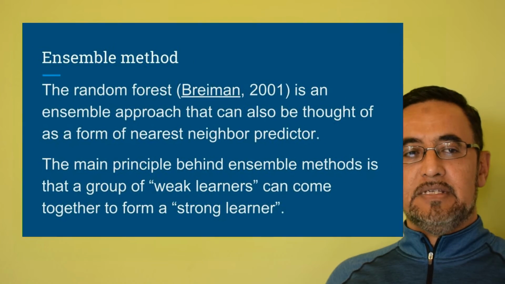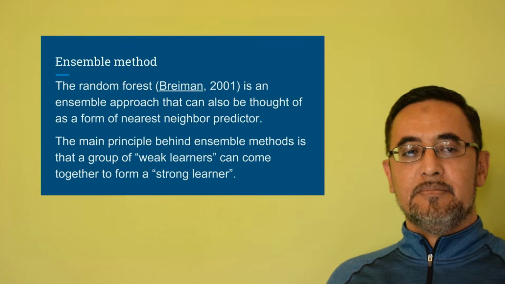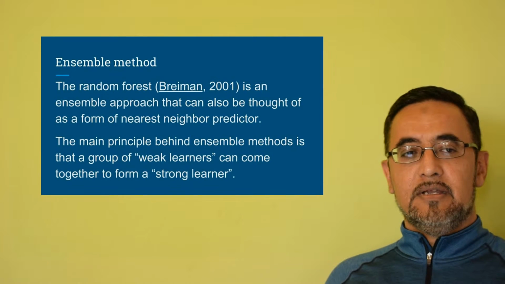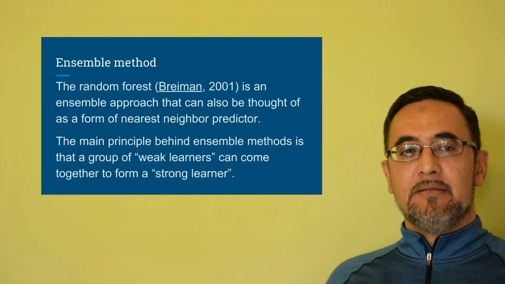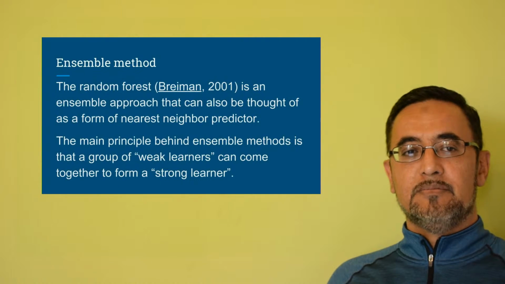Random forest is basically an ensemble method. It was promulgated by Breiman in 2001. In an ensemble approach, it can be thought of as a nearest neighbor predictor. The main principle behind this is that weak learners get together to become strong learners.